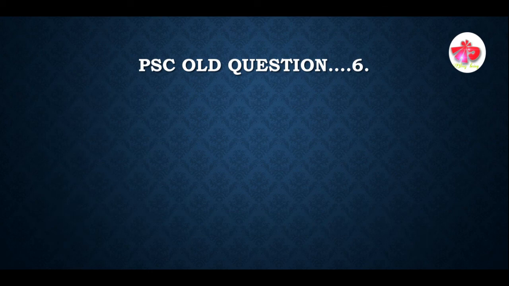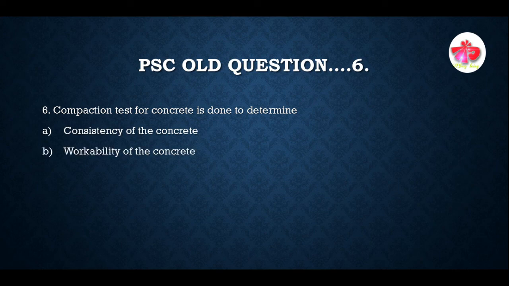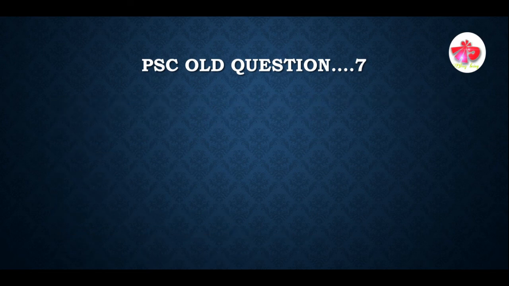Now friends, the 6th question is, compaction test for concrete is done to determine what? Option A is consistency of the concrete, option B is workability of the concrete, option C is compressive strength of the concrete, and option D is tensile strength of the concrete. So this compaction test for concrete is done to determine the workability of the concrete, that is option B will be our correct answer.